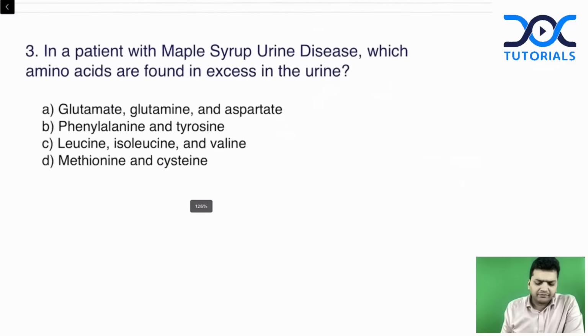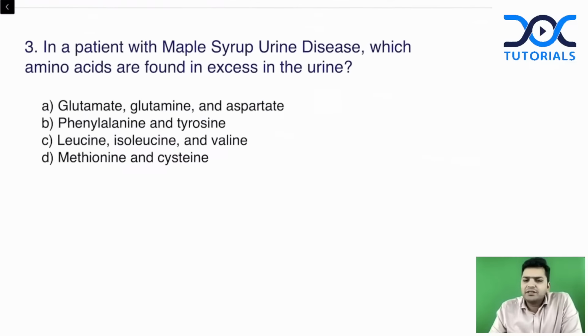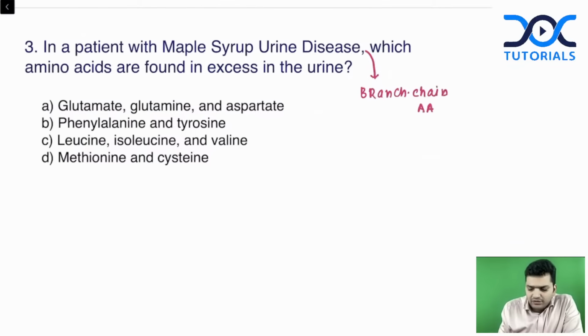Coming to the next one, it's an easy one. In a patient with maple syrup urine disease, which amino acids are found in excess in the urine? We know that maple syrup urine disease is a disease of branched chain amino acids. The branched chain amino acids we have remembered with a mnemonic: to have a branch relationship, the person has to be live-hearted. Live-hearted.